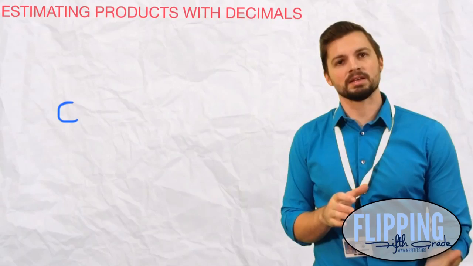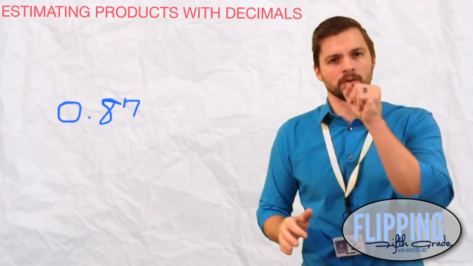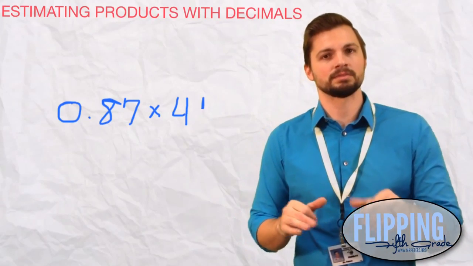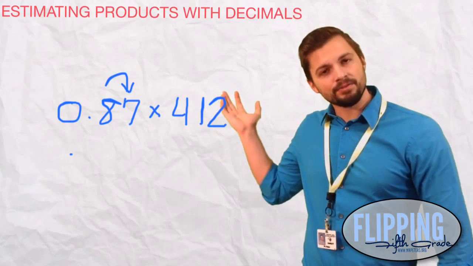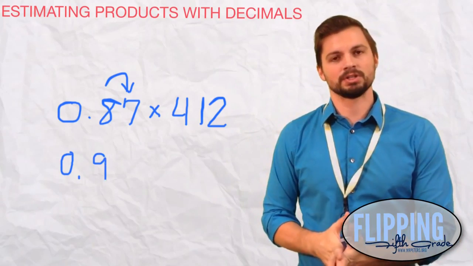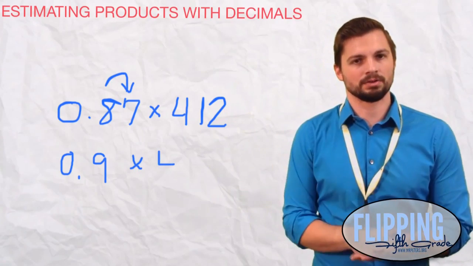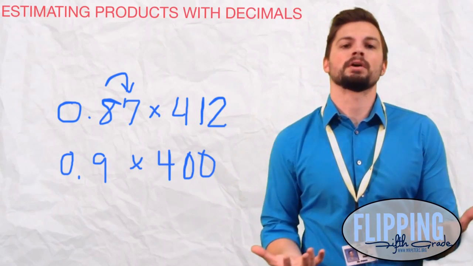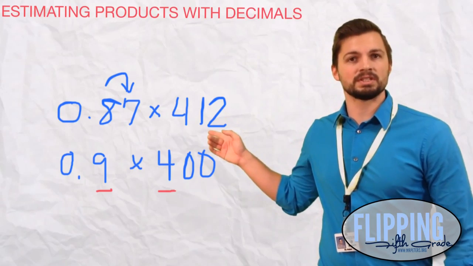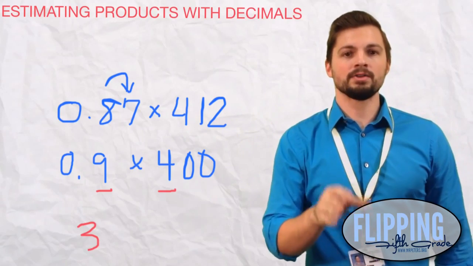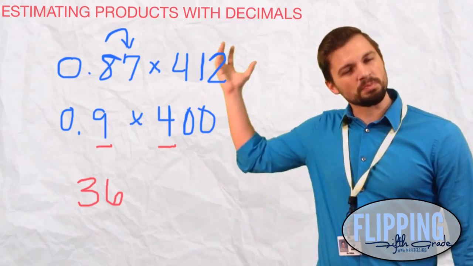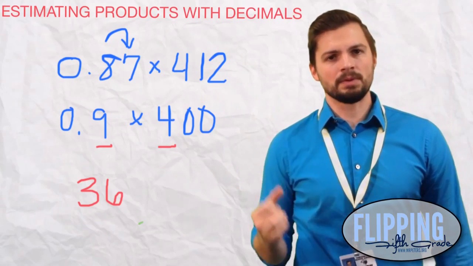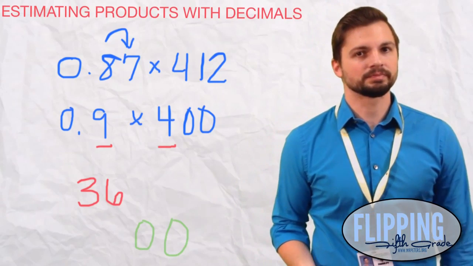The last example is 87 hundredths times 412. Now, with this, we can round the 87 hundredths up to 9/10. And we round that 412 down to 400. So now we underline our non-zero digits, the 9 and the 4. 9 times 4 is 36. Now we need all vital and important zeros to come down. Those are the zeros in the 400. So we bring down those 2 zeros. So now we get 3,600.